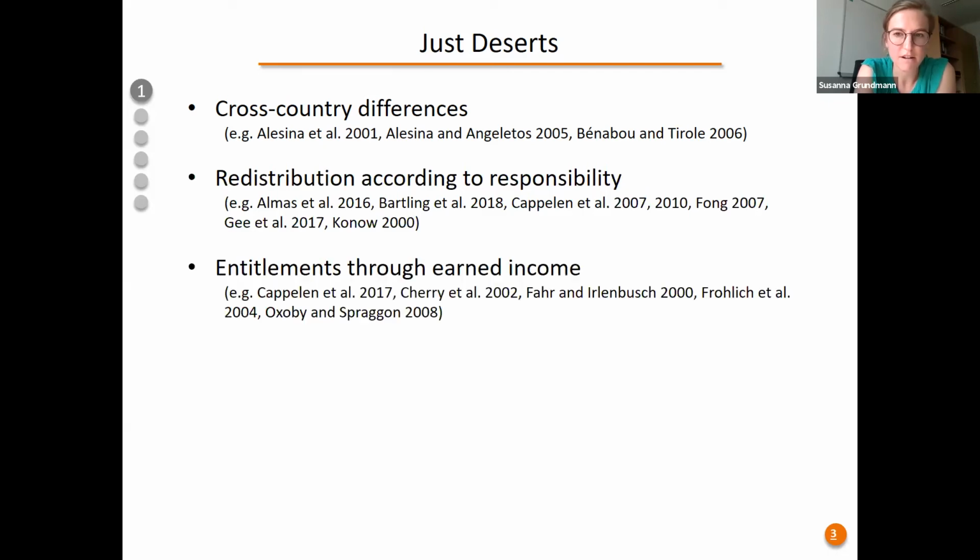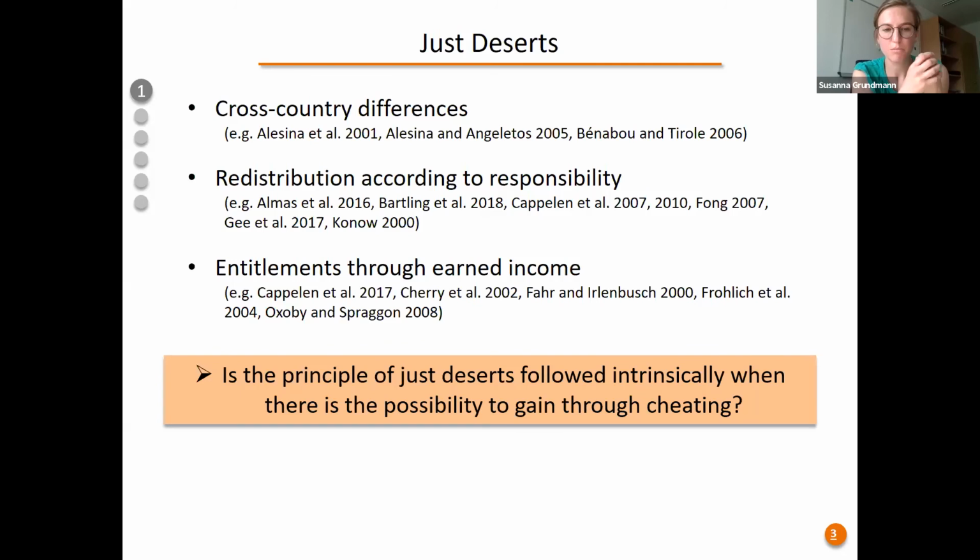And finally, there are also many experiments that show that earned income creates entitlements and that these entitlements are generally respected. So the above mentioned evidence shows quite a bit of support for this ideal of just desserts. And the question that I ask in my paper is whether this principle of just desserts will also be followed intrinsically when there is the possibility to gain through cheating.